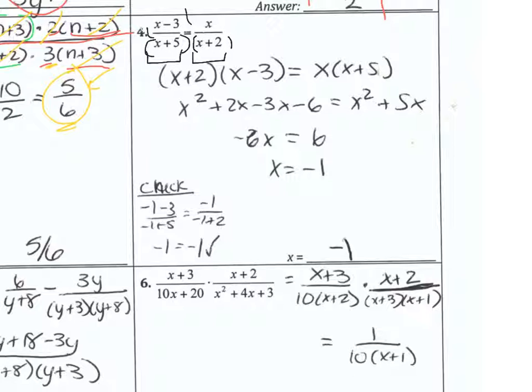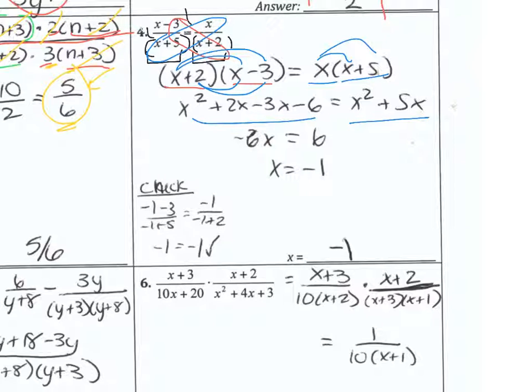Then you go along the diagonal and we will cross multiply. So we do x minus 3 times x plus 2. And along the other diagonal, we will multiply x plus 5 times x. Nothing cancels out, so we have to distribute. So on the left side, we get x squared minus 3x plus 2x minus 6. And on the right, we get x squared plus 5x.